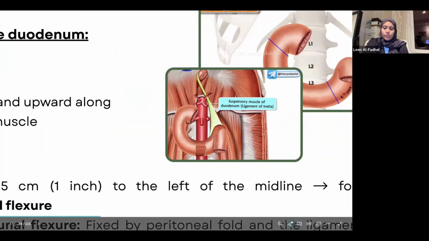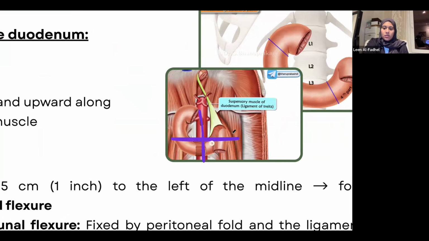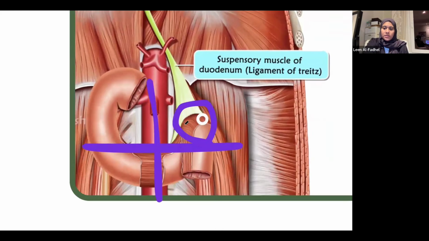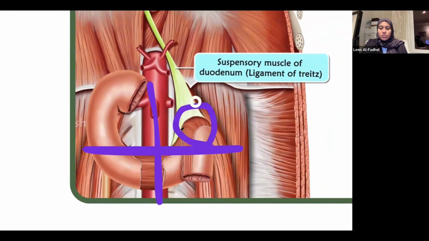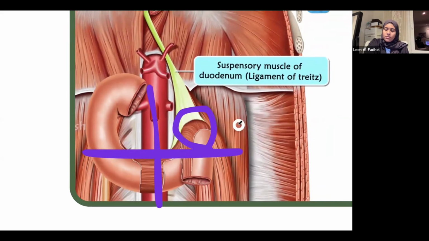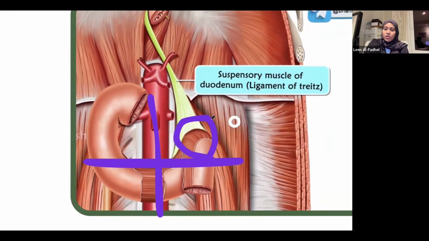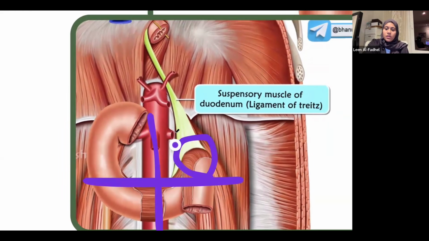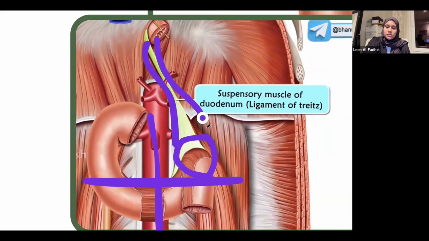So let's get out the pen. There's like a midline here, kind of. It ends around 1 inch to the left, forming this flexure right here, which is called the duodenojejunal flexure, connecting the duodenum to the next part, which is the jejunum. And this duodenojejunal flexure has to be supported, right? So what is it supported by? It's supported by peritoneum, but it's also supported by this ligament right here called the ligament of Treitz.